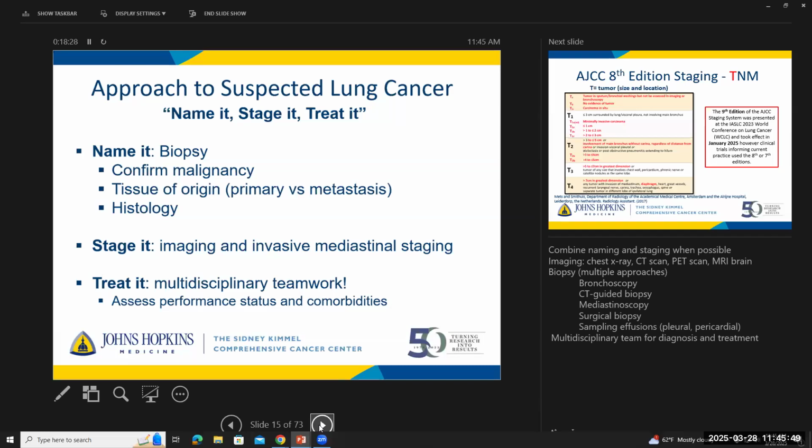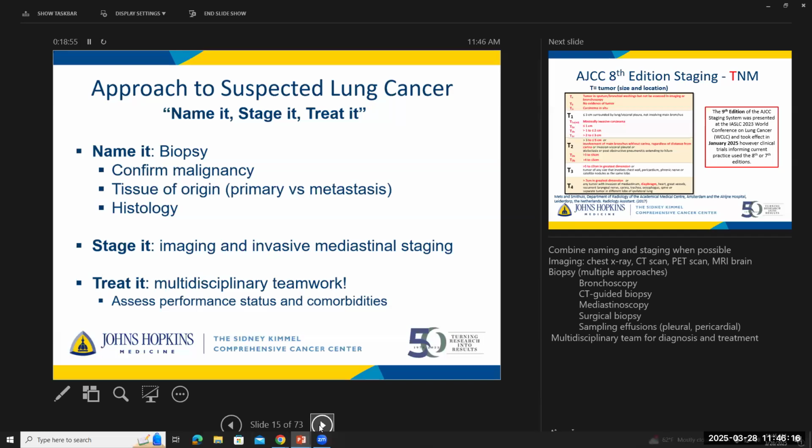The second thing we have to do is stage it. How advanced is this cancer? Is it just confined to the lungs? Has it spread to the local lymph nodes, or has it spread to distant sites in the body? So you have to be able to stage it. And then finally, to come up with a treatment plan, it's generally a multidisciplinary effort. So it's an effort on the part of the medical oncologist, the pathologist, the radiation oncologist, and the surgeon, okay? And we'll talk about that.